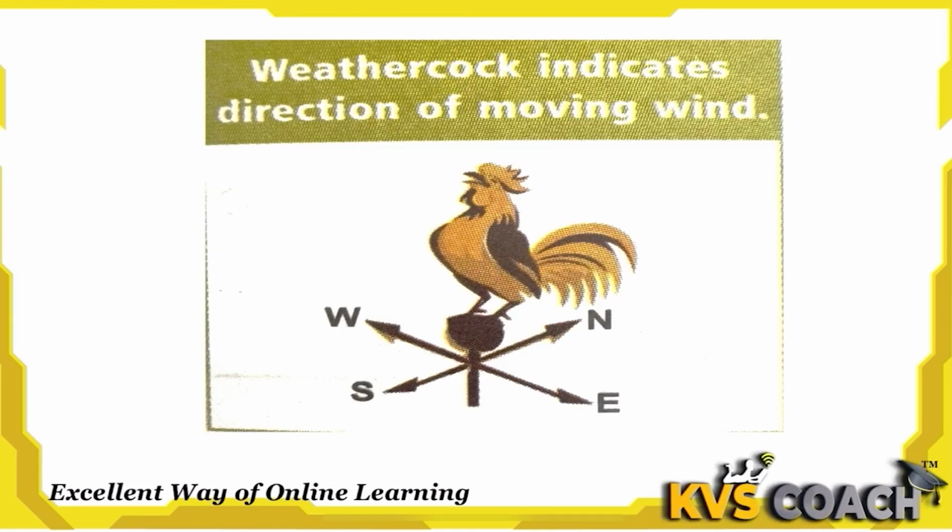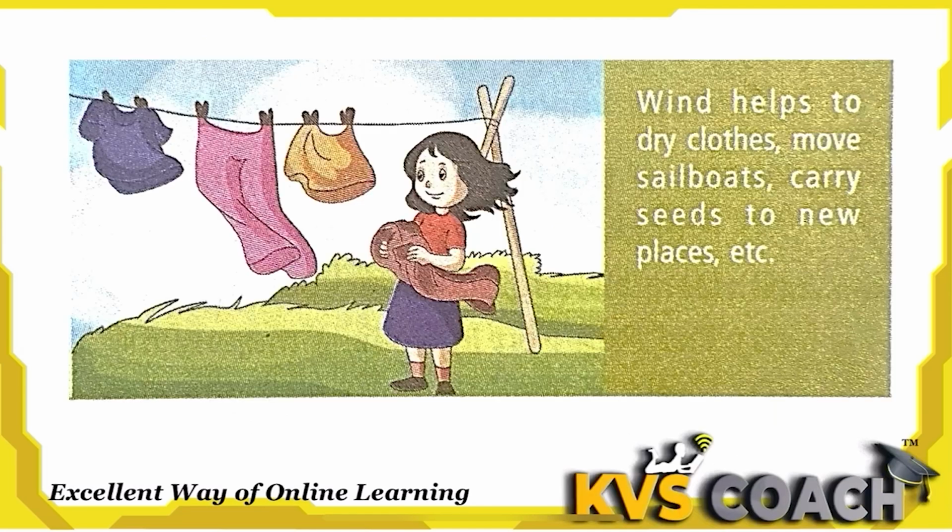So next is, this is a cock. Weathercock indicates the direction of moving wind. This is known as weathercock actually. This is North Pole, South Pole, East Pole, West Pole. In the direction which the cock moves, that is the direction of the wind.